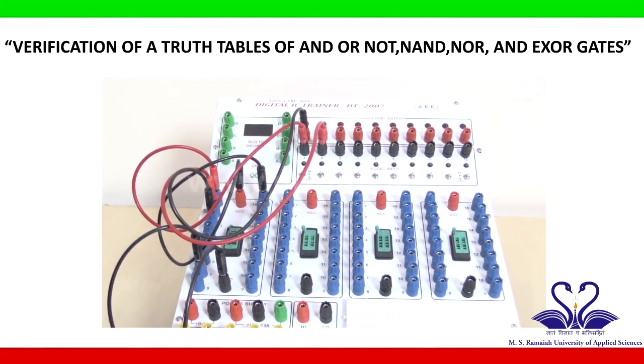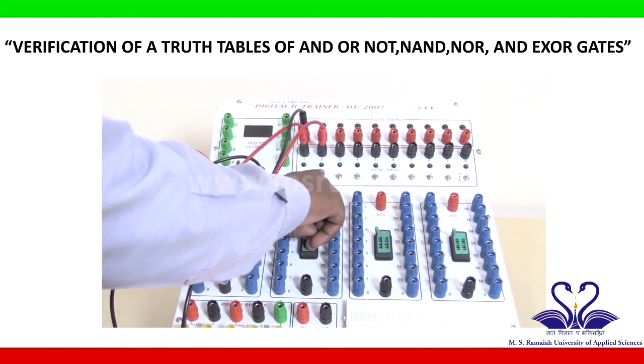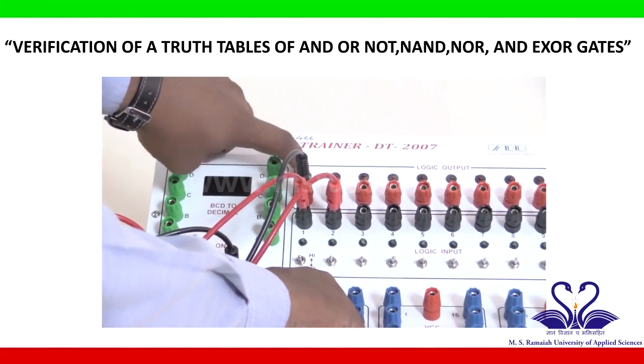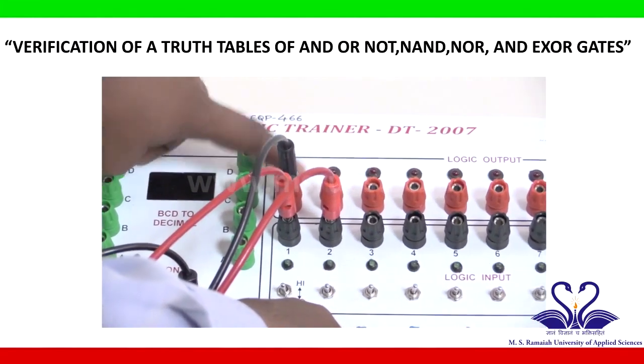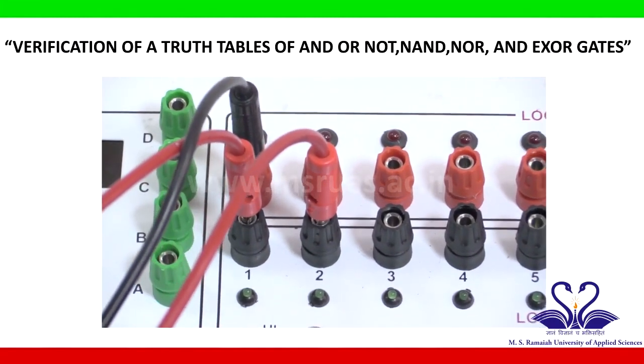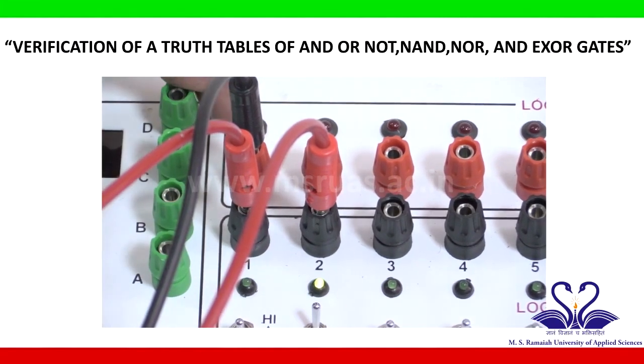So now we will verify the truth table of AND gate. Now both inputs 0, 0. Low means 0, 0, 0. Output is 0, which is not glowing. Whenever LED is glowing, it is 1. If it is not glowing, it is 0. For 0 0 input, output is 0. I will make 0 1. For 0 1, output is 0.